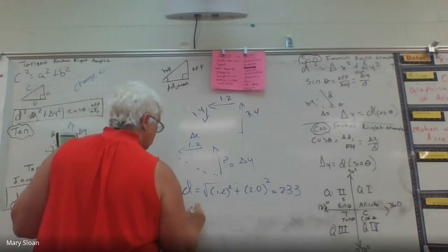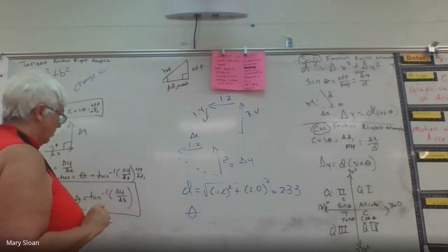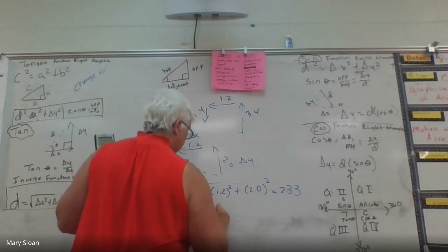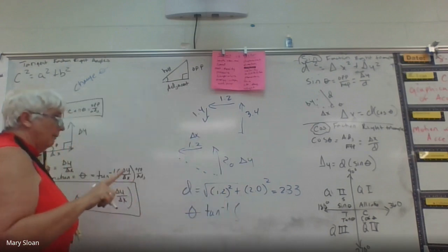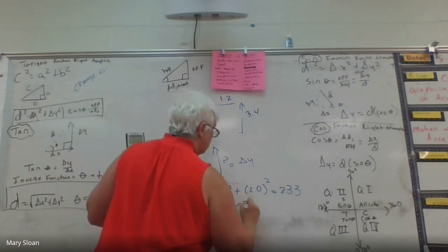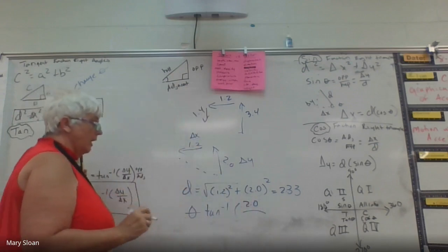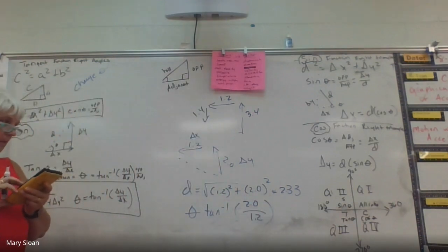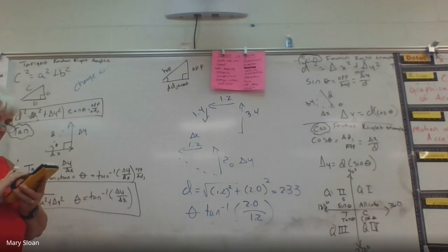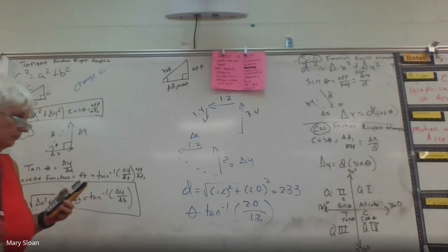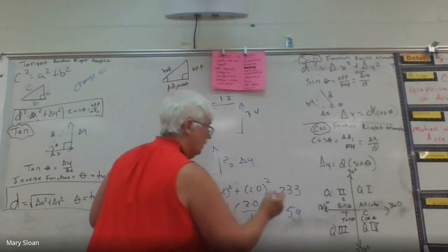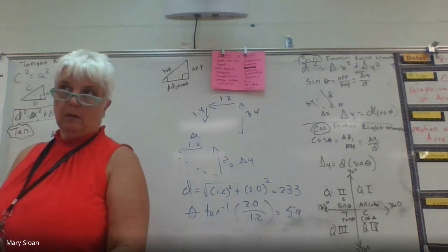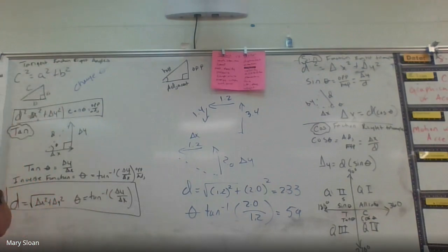Now let's find the angle. What are we looking for? Tangent inverse, correct? What are we putting on top? Change in Y, which is 2.0, over the change in X, 1.2. All right, so let's see what we got. Tangent inverse of 2.0 over 1.2. Did you get 59? Do you feel good so far? I got 59.